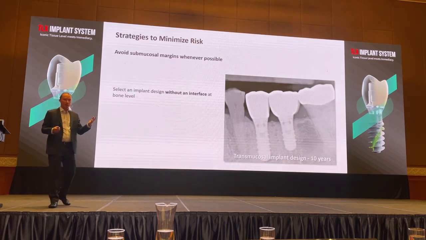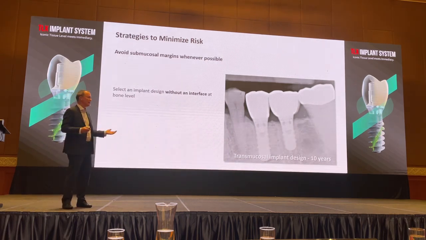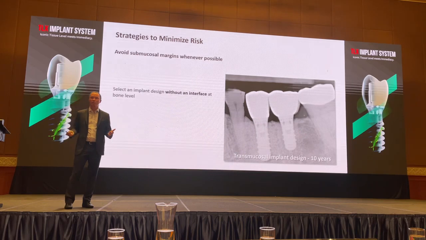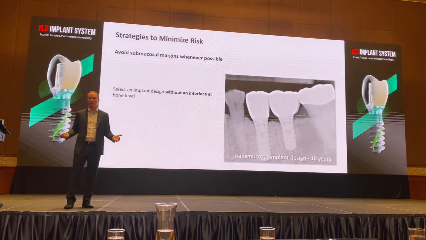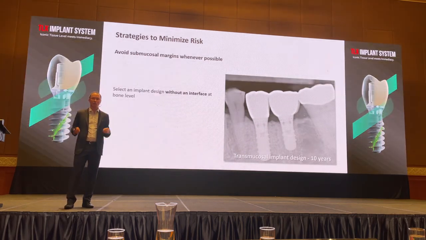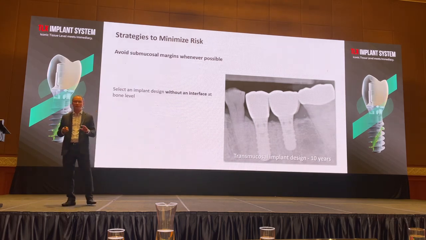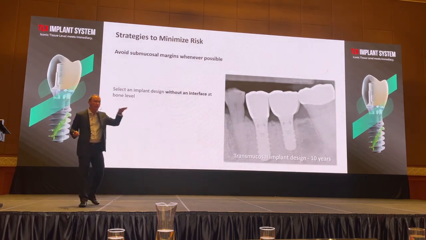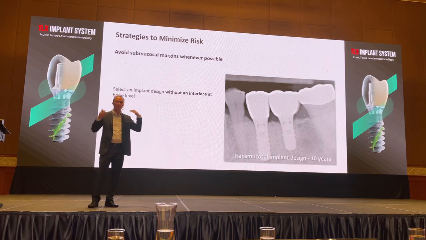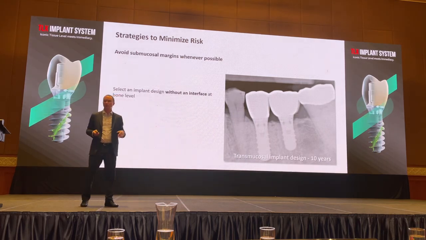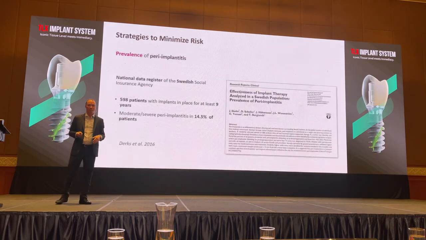Then in choosing your implants, choose an implant without an interface at bone level. My periodontal patients receive tissue-level implants, except in the upper anterior region, if you want to hide the margins. By and large, they get tissue-level implants. I don't care if the metal margins are showing. Nobody sees it, but it's accessible for maintenance further down the track.